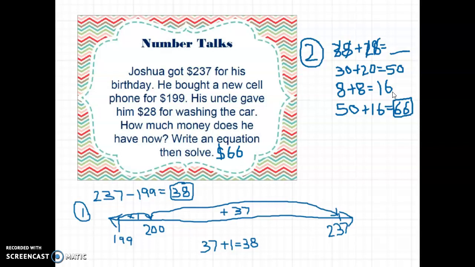The next thing I did was take my two sums and add them together. So I added 50 and I added 16. 50 plus 16 equals 66. So that tells me that's how much money Joshua had after buying his phone and then getting $28 more from his uncle. He has $66 now.